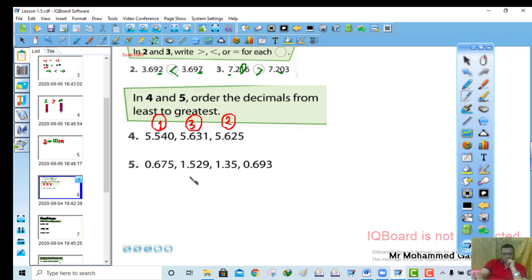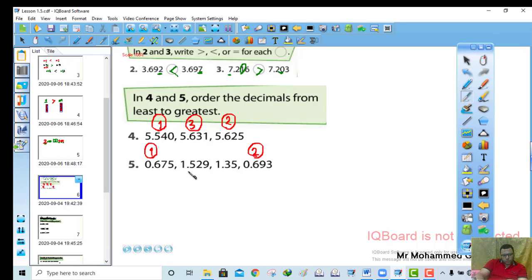The other one here, we have 0.675, 1, 1, and here 0. So we have 2 ones and 2 zeros. Let's go to the zeros. Which one is less? Because I need from the least. So here 0.6 and here 0.6. Then after this 6, here 7 and here is 9. So of course 7 is less than 9. So this is the least one, number 1. Then coming next is number 2.